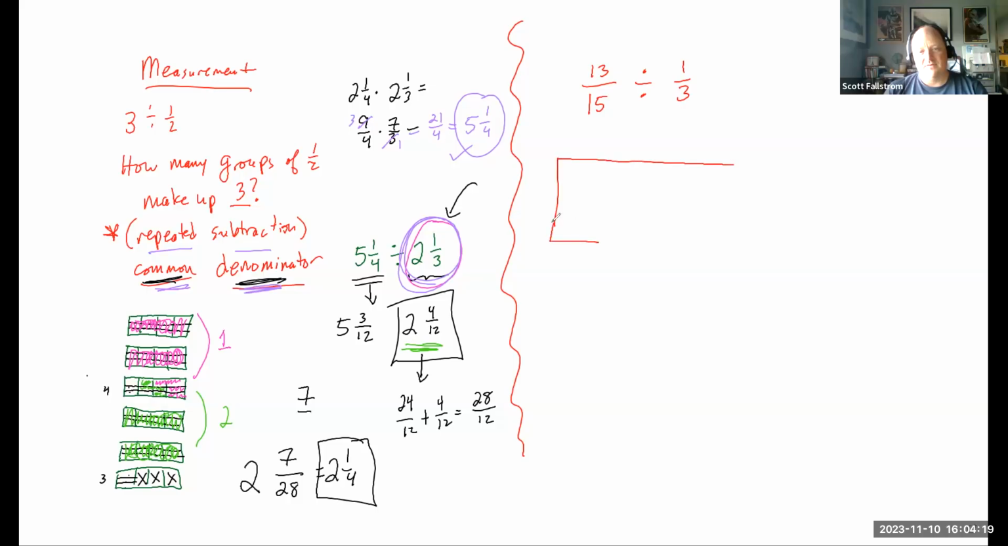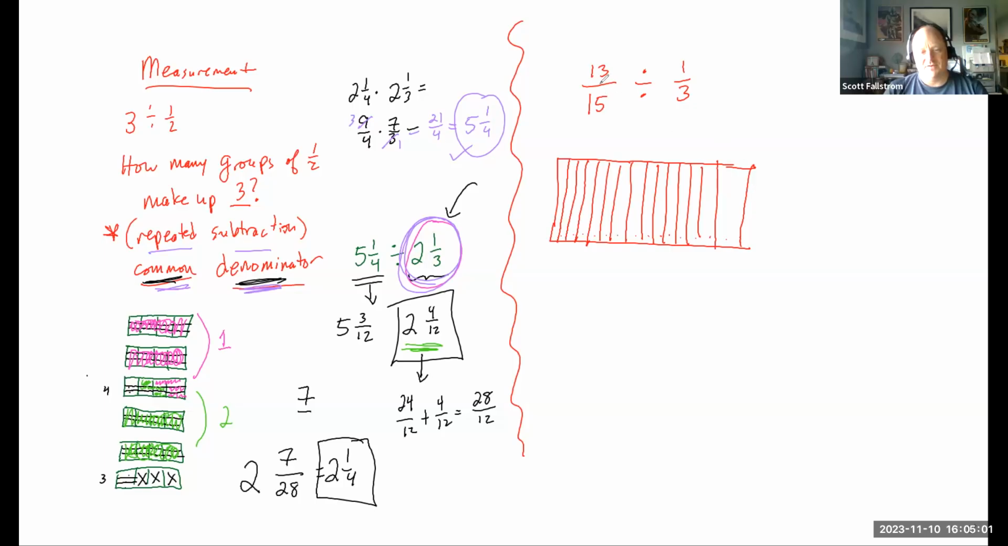So first off, think of this being my one whole object. And I need to make 15ths because that's how much I have. And then I'm going to start taking away thirds. So I need to make 15ths, 13/15ths. Okay. So I'm going to do 1, 2, 3, 4, 5, 6, 7, 8, 9, 10, 11, 12, 13, 14, and that should be 15 pieces. 15 pieces. Okay, there we go.